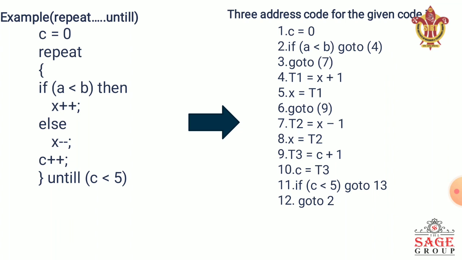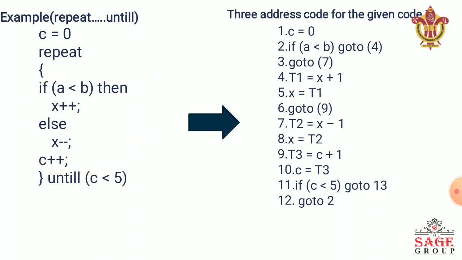Now we execute our else part, which is x minus minus, meaning x minus 1. So we write t2, a temporary variable which stores x minus 1, and x stores t2. Now we execute c plus plus with the help of t3. We store c plus 1 in t3 and c stores t3. With the help of these statements, we execute our inner loop area, all the loop statements.